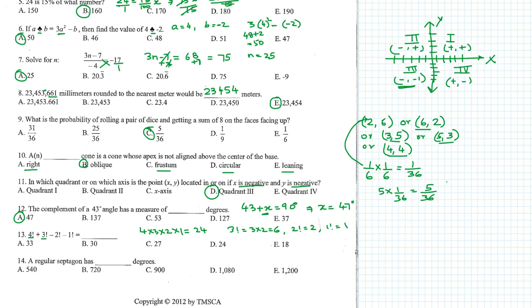24 plus 6, which is 30. 30 minus 2 factorial is 2. So 30 minus 2 will be 28, and 28 minus 1 is 27. So we select C as the right answer.